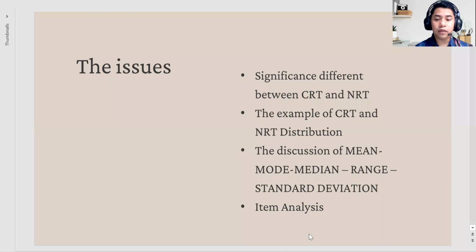I've got some issues to be presented in this opportunity. The first one is the significant difference between Criterion reference test and norm reference test. The second is the example of Criterion reference test and norm reference test distribution. The third is the discussion of mean, mode, median, range, and also standard deviation. And the last is item analysis.